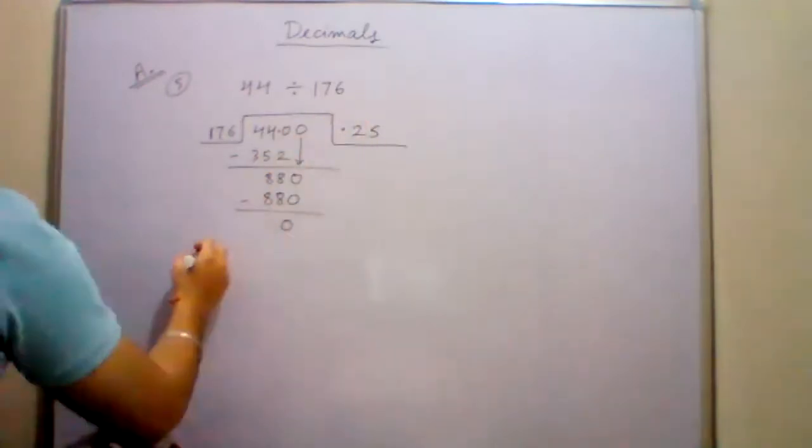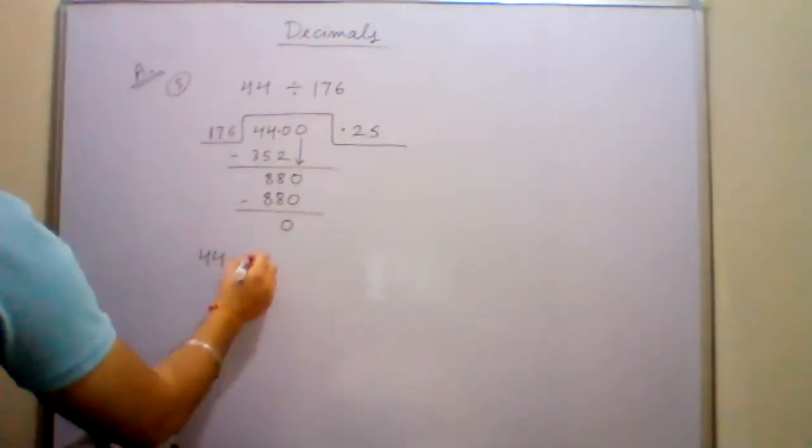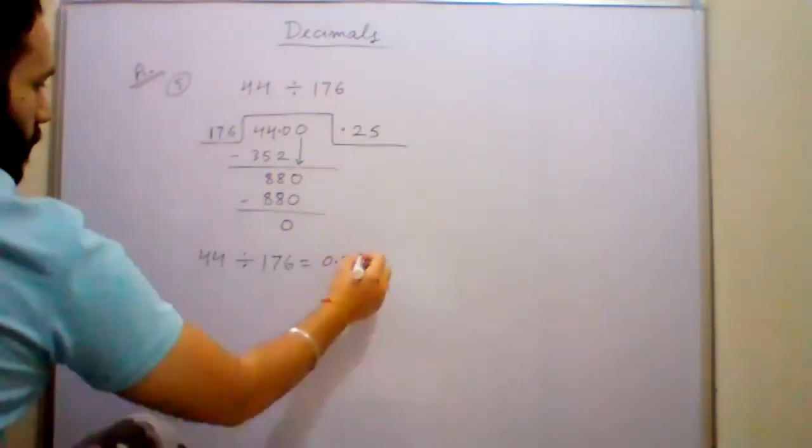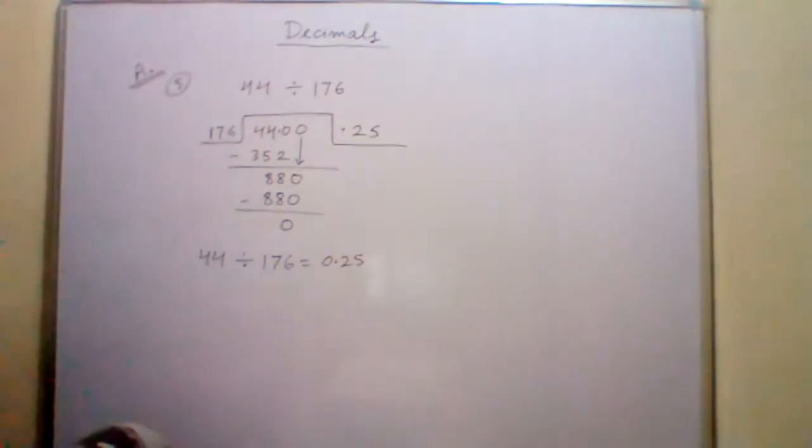So what is the answer? 44 when divided by 176 is equal to 0.25. 0.25 is the answer. Check your answers, all of you.